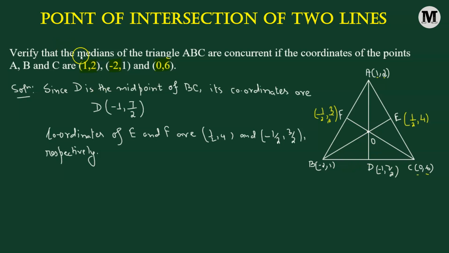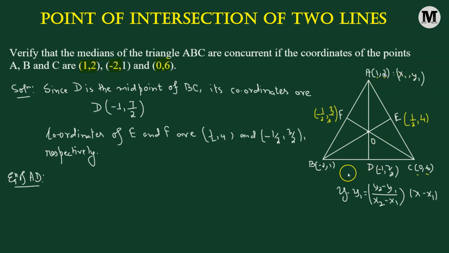Let's begin by first computing the equation of the median AD. We're going to use the two-point form of a line, which is given by y minus y1 equals y2 minus y1 divided by x2 minus x1, the whole multiplied by x minus x1. We can consider x1, y1 to be the point A and x2, y2 to be the point D, such that we now get y minus y1.